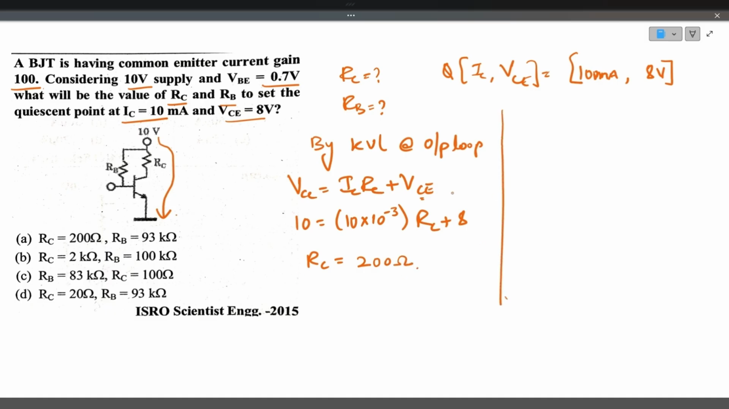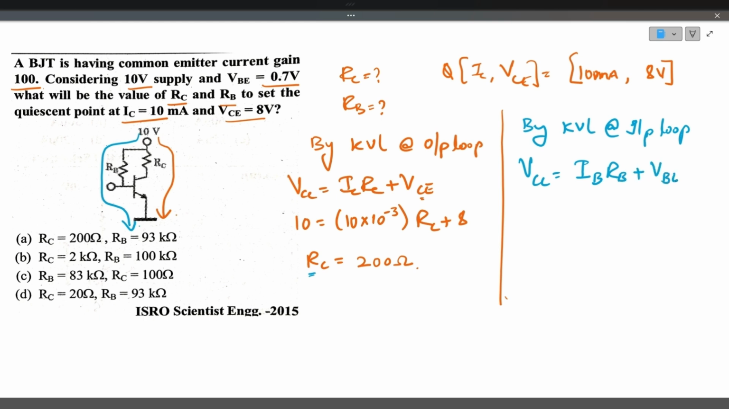So here the collector resistance is known. Next we have to apply the Kirchhoff voltage law at the input loop. By applying KVL at the input loop, you will get VCC is equal to IB into RB plus VBE. Here we do not know IB, we do not know RB. So IB can be found. IB is nothing but IC by beta. The collector current is 10 milliamps. The beta value is given as 100. So if you substitute, you will get IB is equal to 0.1 milliamps.